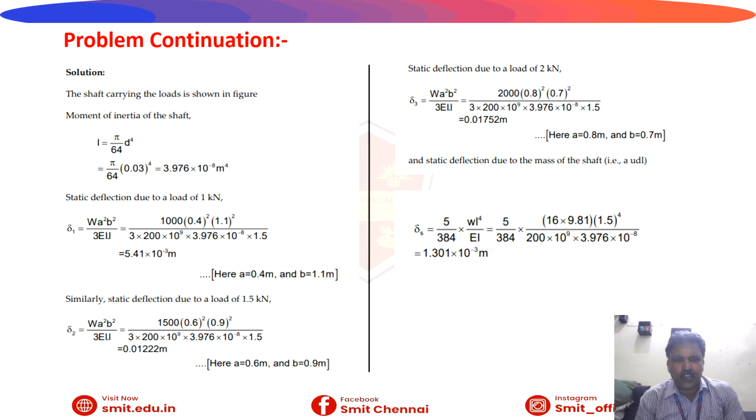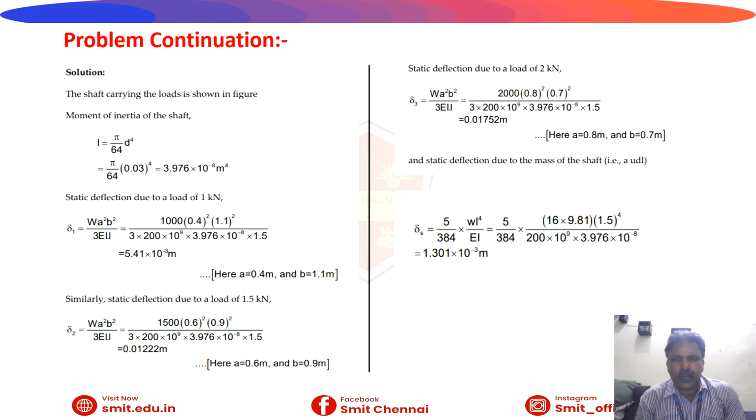Similarly, static deflection due to the load of 1.5 kilonewton. The same values apply. Only a few things will get changed. Weight will get changed, that is 1500. Then a and b also will vary. The previous one is 0.4 and 1.1 meter. Here it is 0.6 meter and 0.9 meter. Then you will get the answer as 0.01222 meter.